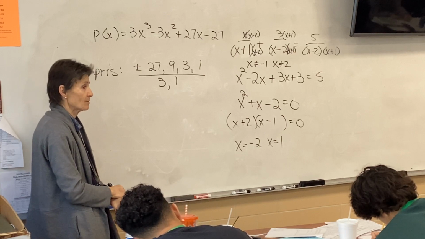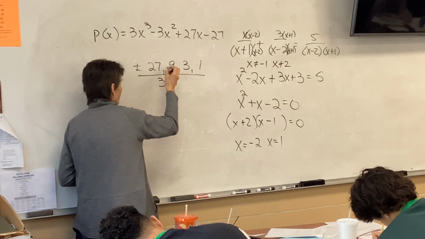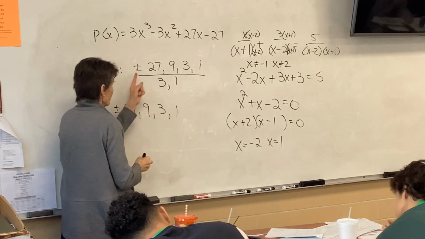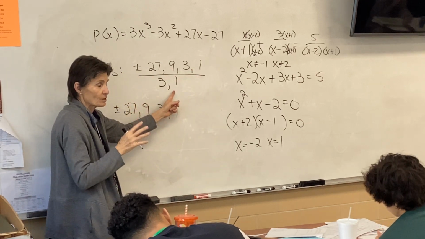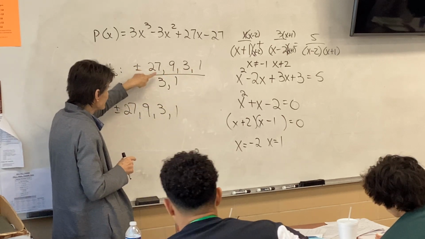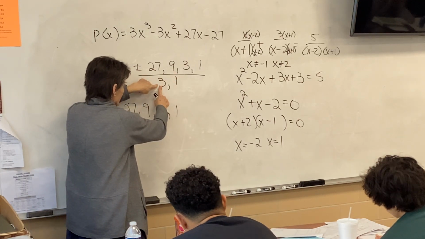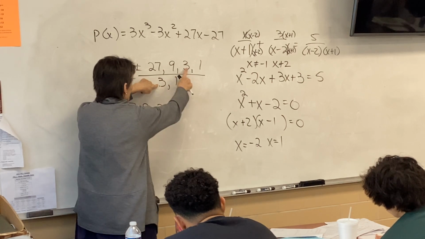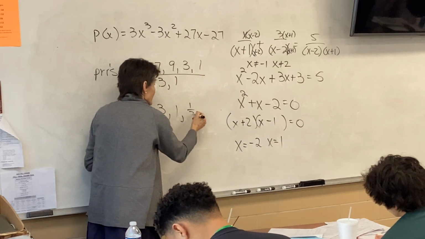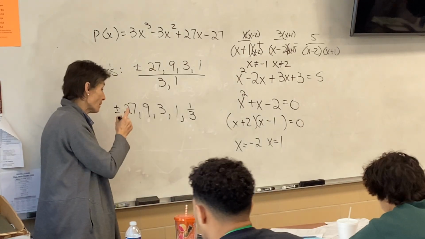Now, I need to list these. So I'm gonna do it organized. I'm gonna put all of these over 1. So that's gonna be 27, 9, 3, and 1, because if I put them over 1, they're just themselves. Now I'm gonna put them all over 3. Well, 27 over 3 is already in my list. 9 over 3 is in my list. 3 over 3 is in my list. So the only new one I need to add is 1 over 3. And those are my PRRs.